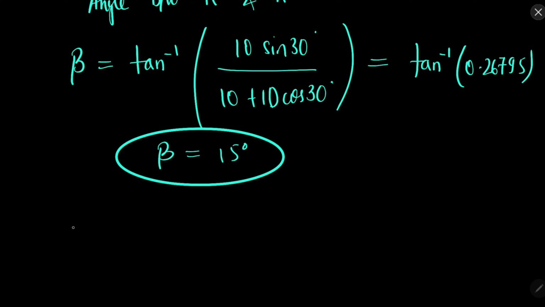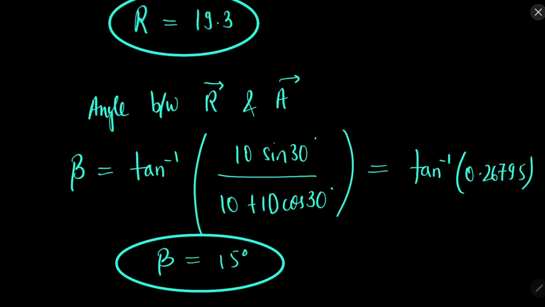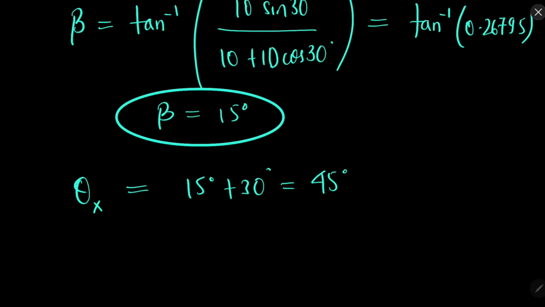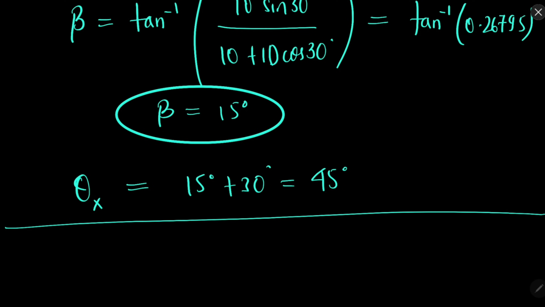Now the angle between the resultant and the x-axis will be 15 degrees plus 30 degrees, that is 45 degrees, because the angle between A and the x-axis is 30 degrees. It is just like the first question.